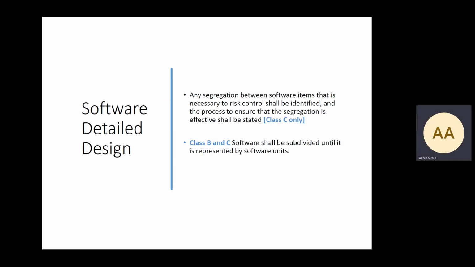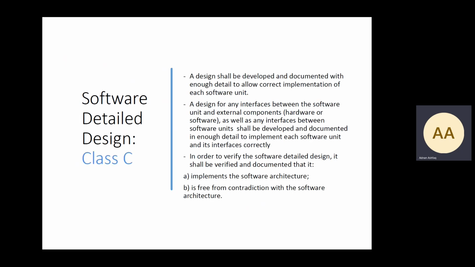Then we move on to software detail design. Any segregation between software items that is necessary for risk control shall be identified, and the process to ensure that segregation is effective shall be stated, Class C only. Okay, so maybe there's some room here for missing out some activities. Here, for Class B and C again, software shall be subdivided and represented by software units. And for software detail design, again for Class C only, the organization shall do the following.